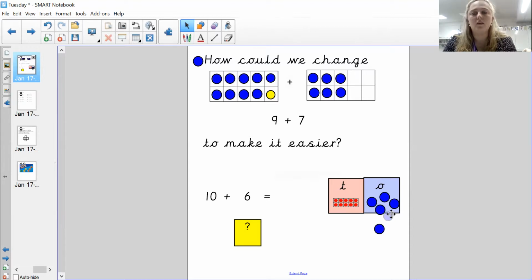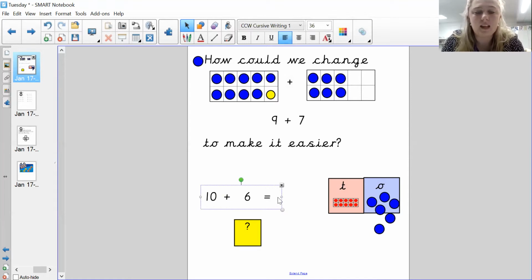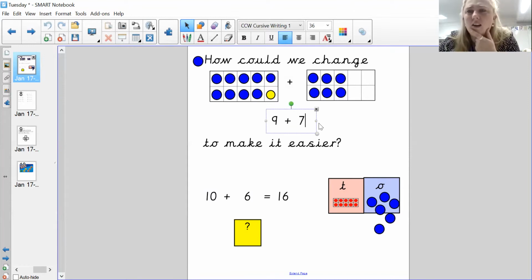Uh-oh, they're not going to fit. 5, 6. 6 ones. 10, 11, 12, 13, 14, 15, 16. So 10 plus 6 equals 16. So what does 9 plus 7 equal? The same! How clever is that? 16. Fantastic.